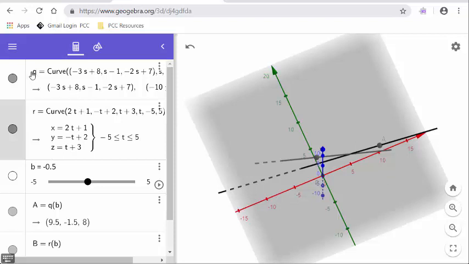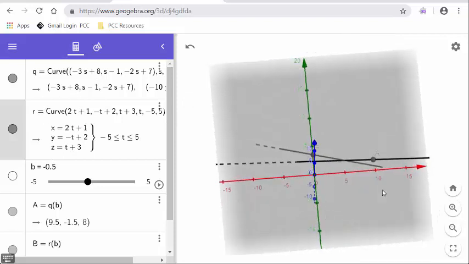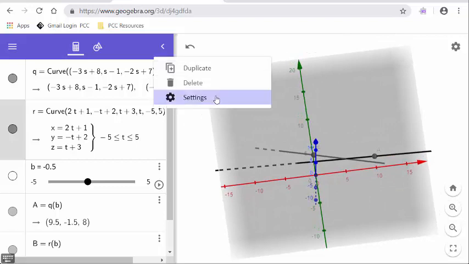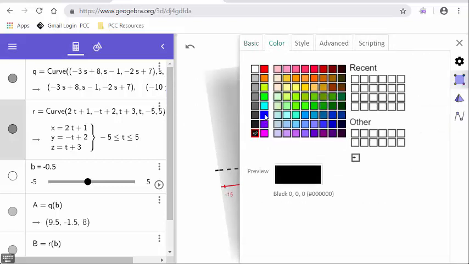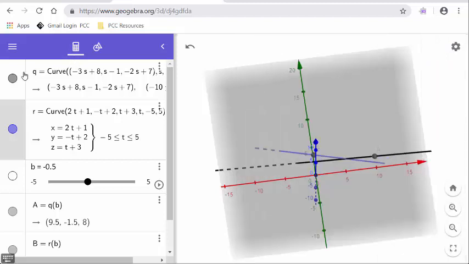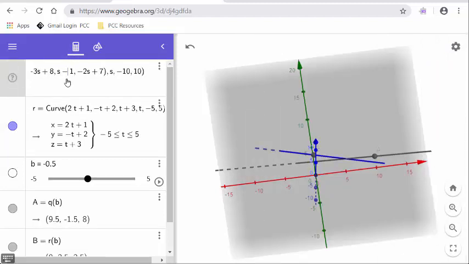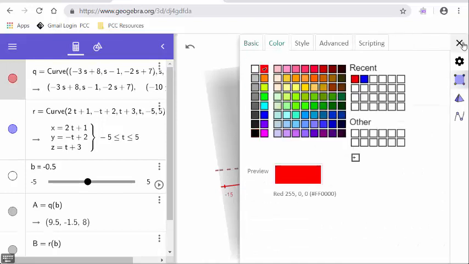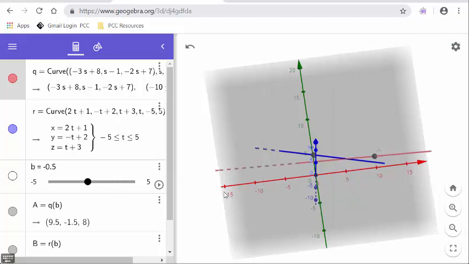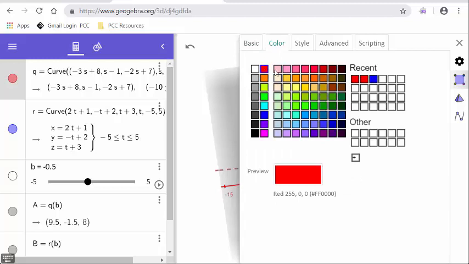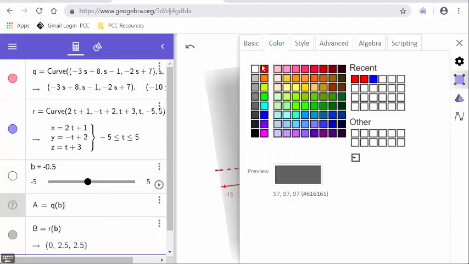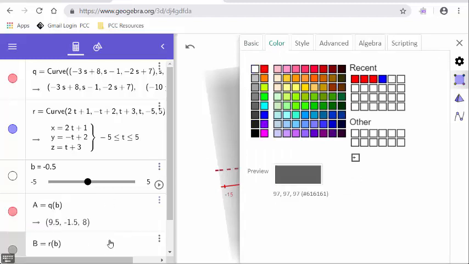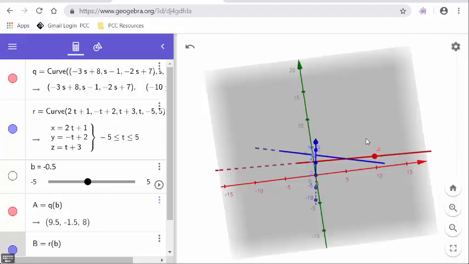Okay. Went ahead and redid this. So we've got my q curve, my r curve. In fact, let's change the color so we can see them a little bit better. So q, let's make blue. Oh, r, we're making blue apparently. Q, we're making red. Let's make this point red to match. And this point blue to match the line that it's on.